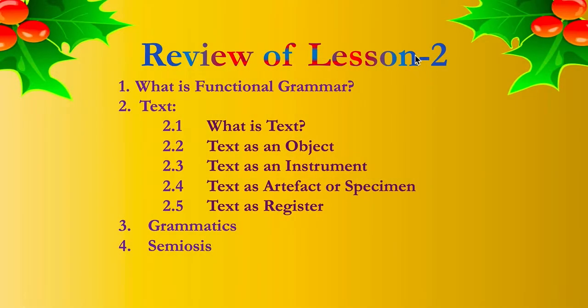We move on to the next, that is a review of lesson 2. So let's talk about lesson 2. What did we talk about in our second lesson? We talked about what is functional grammar, what is text. We also talked about text as an object, text as an instrument, text as artifact or a specimen, text as a register, grammatics, semiosis. So all these topics we talked about in lesson 2. Please try to refresh your memory with this knowledge.